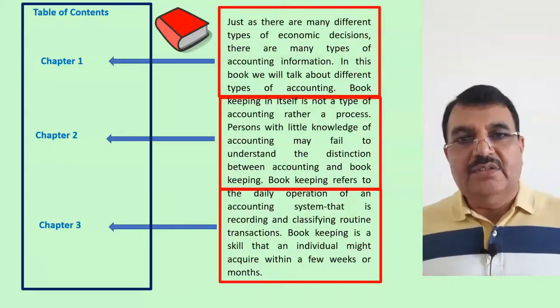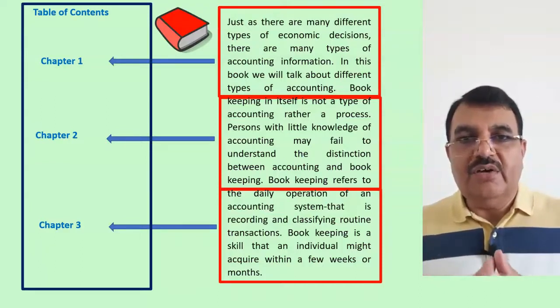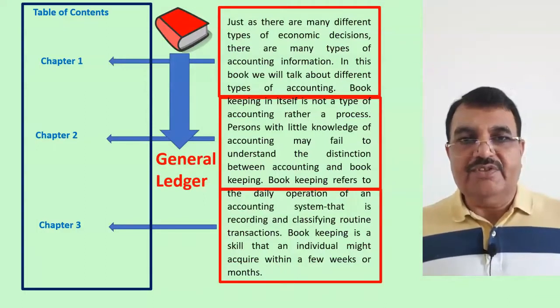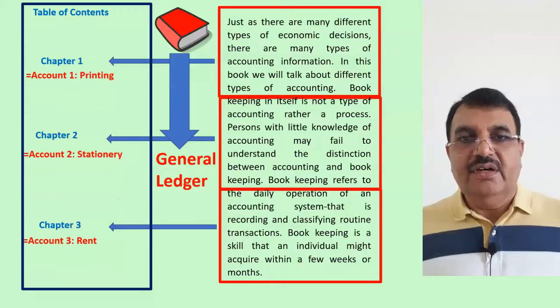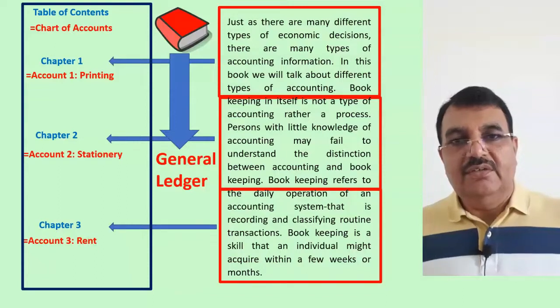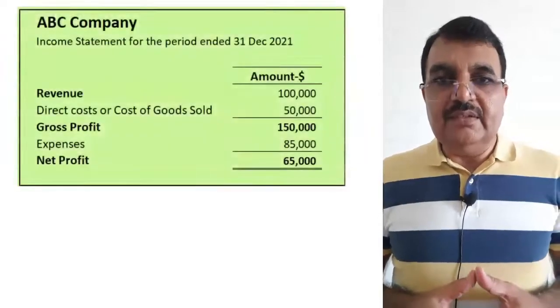The words in this book are like your accounting data in your general ledger. And these chapters in the table of contents are like accounts or subcategories of your general ledger. Therefore, a complete list of these accounts collectively is called chart of accounts, similar to that of table of contents in a book. Let us now look at summary income statement or P&L.